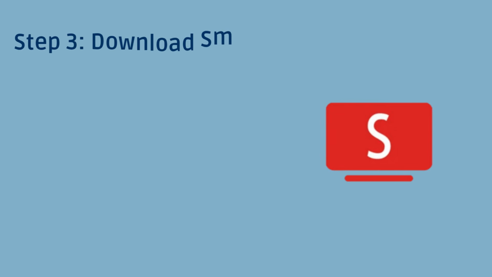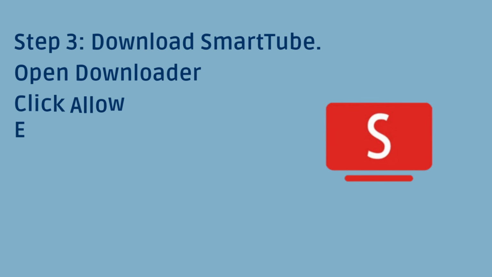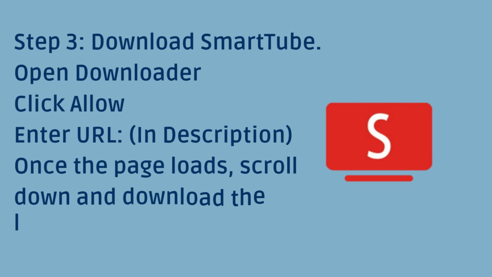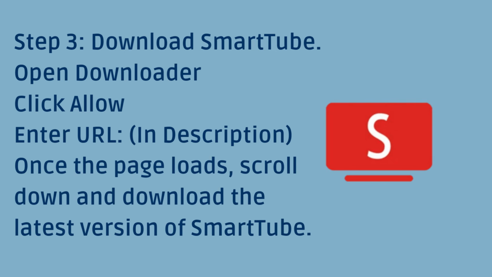Step 3. Download SmartTube. Open Downloader. Click Allow. Enter the URL in the description. Once the page loads, scroll down and download the latest version of SmartTube.